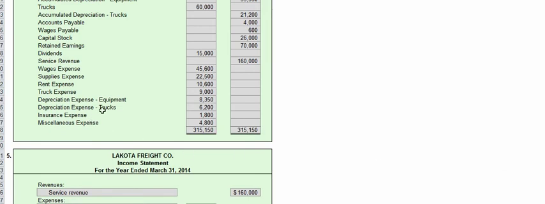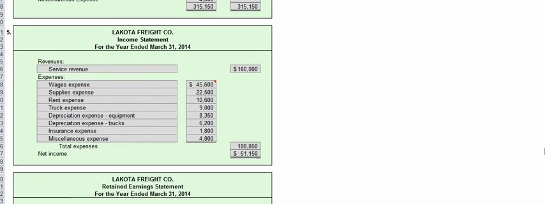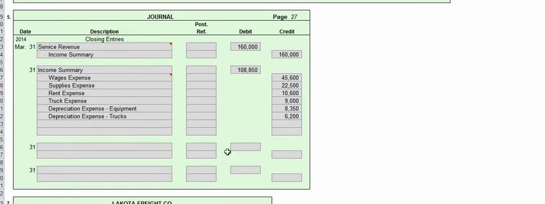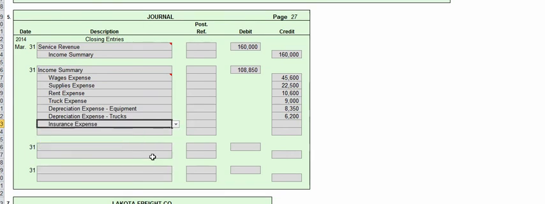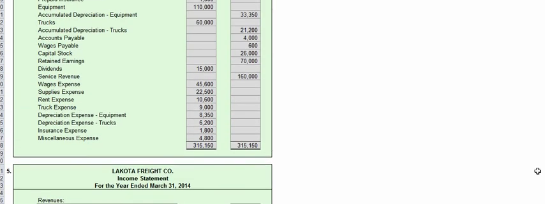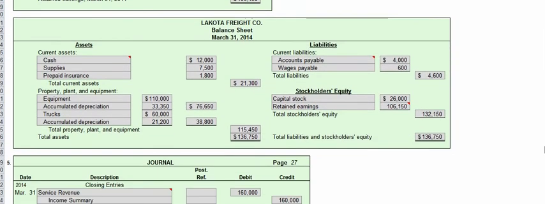Then we've got insurance expense, a debit balance for $1,800. We'll have to credit it to zero it out. And then finally we've got miscellaneous expense. It has a debit balance for $4,800. To zero it out, we'll have to credit it for $4,800.